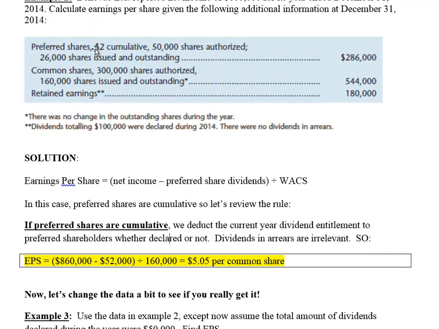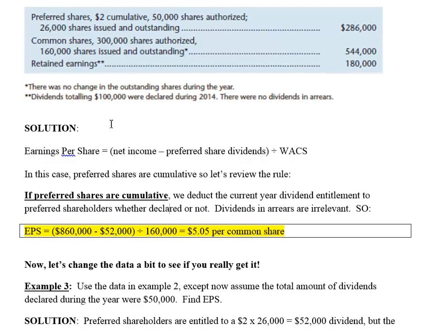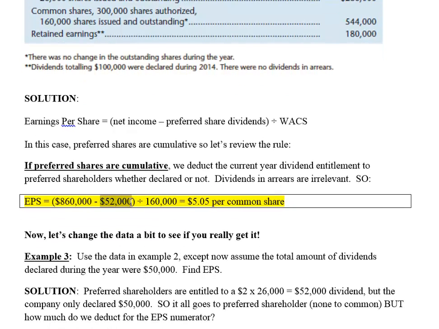Well, the current year's entitlement would be the per share dividend of $2 a share times 26,000. We declared $100,000, so $52,000 went to preferred shareholders and the other $48,000 would go to common. We don't need the fact that $48,000 went to common to do our calculation of earnings per share, but I'm just making that point. So we would deduct the $52,000 because it was declared as part of the $100,000, divided by our weighted average common shares, and that would give us $5.05 per common share as our earnings per share.